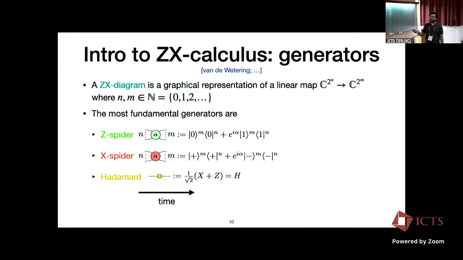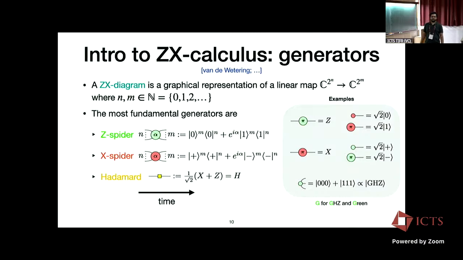The first one is called the Z spider. It looks like a spider, and that's why it's called a Z spider. It has N inputs and M outputs. And it has a phase alpha inside the spider. That alpha shows up in the second term here. So it's defined as this operator. And the X spider is defined similarly, but now the 0 and 1 are replaced by plus and minus. And then there's the Hadamard gate. That's represented by a yellow box.